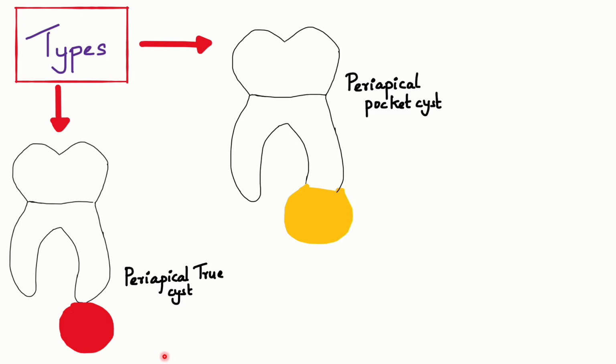The next group is the periapical pocket cyst, wherein the cyst directly opens into the root canal. So once the necrotic debris is removed from the pulp cavity, this is no longer sustainable and it will start regressing. The periapical true cyst is a group of cysts which, when not enucleated and the tooth is extracted, gives rise to your residual cyst.